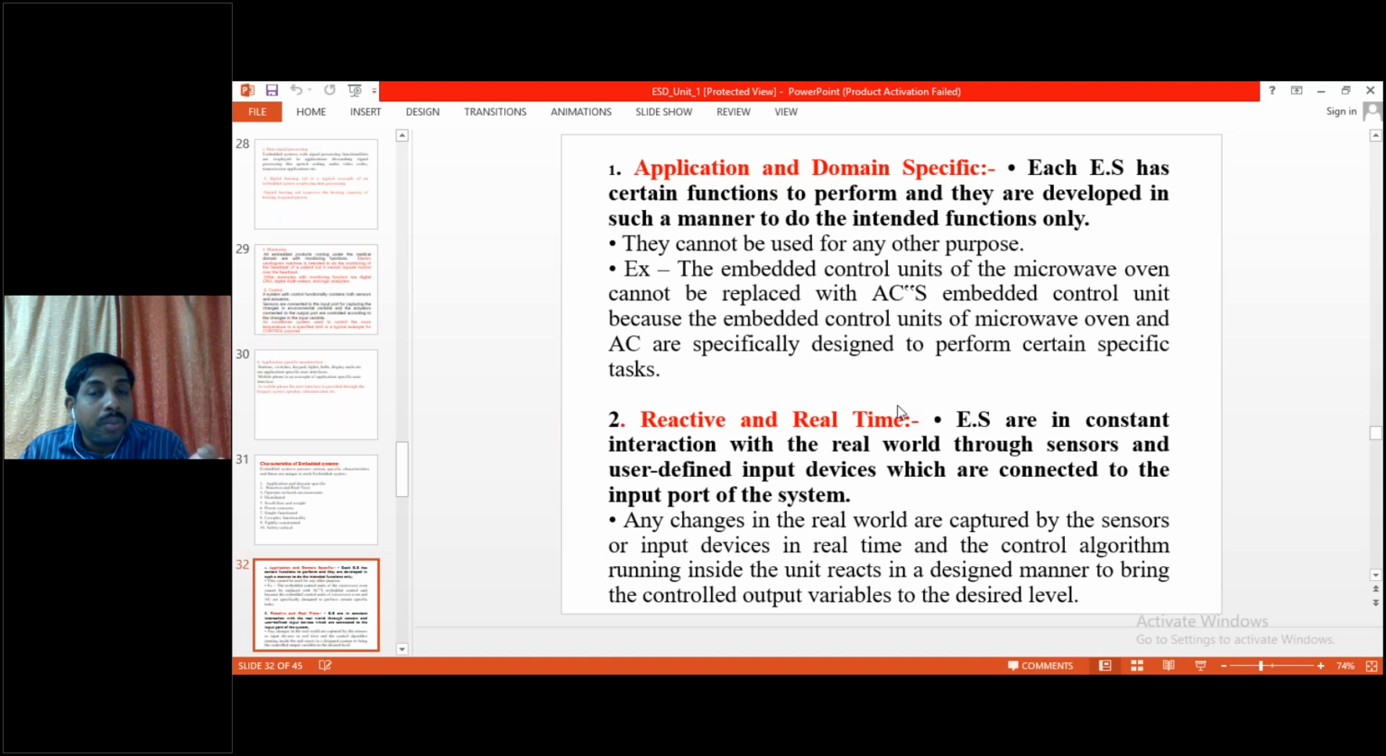So if this is the input, what is the output you have to do? If this is the room temperature, you have to cool it. If this is the room temperature, you have to make the motor switch off so that you maintain the room temperature. So they are reactive, they are sensing the input in real time, and they are reacting to the external world parameters. In such a way the characteristic is reactive and real time.